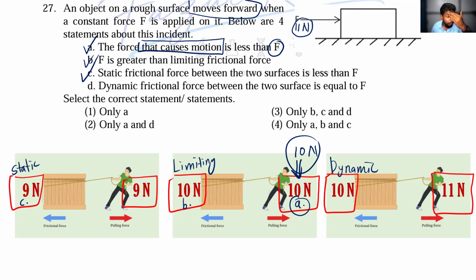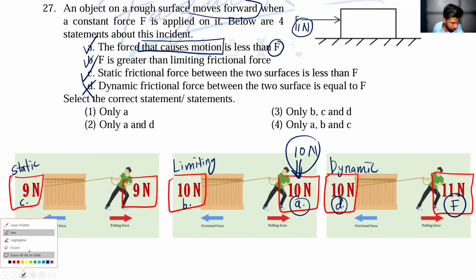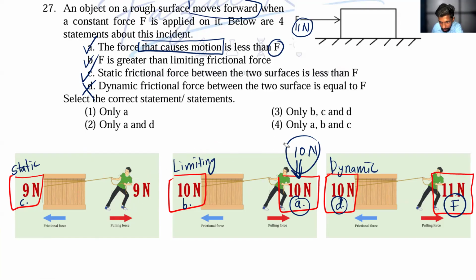Last one, dynamic frictional force. What is dynamic here? This is dynamic, right? We'll put D here. Dynamic, that is 10 Newton. That is equal to F? F means that is 11. So that is not equal to F. Dynamic is less than 11 Newton, less than F. So that is wrong. So you can draw this diagram and mark all this data: dynamic 10 Newton, D, A, B, C, D, F, all these things.